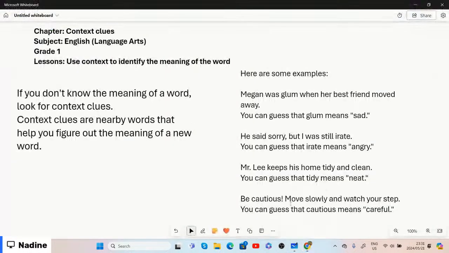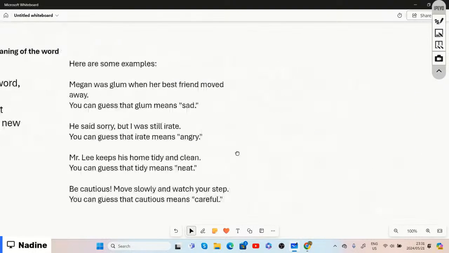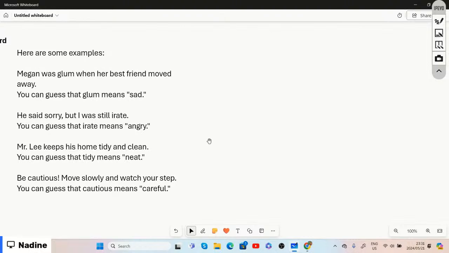Okay, so we said that with context clues, we have different words, and within our words and sentences, there are specific sentences that will basically tell us what the word means.